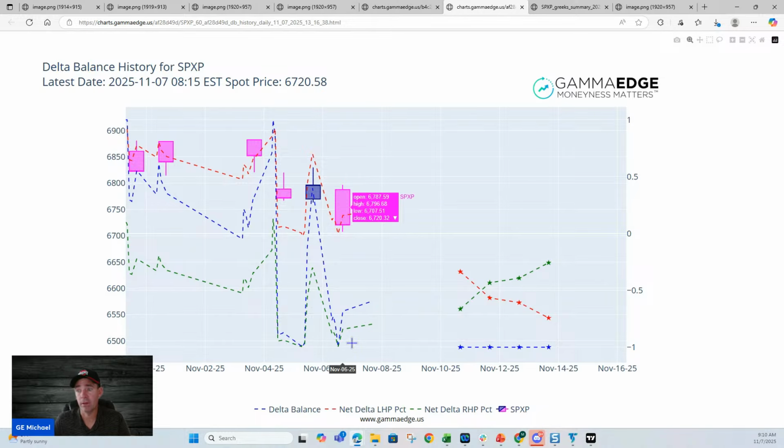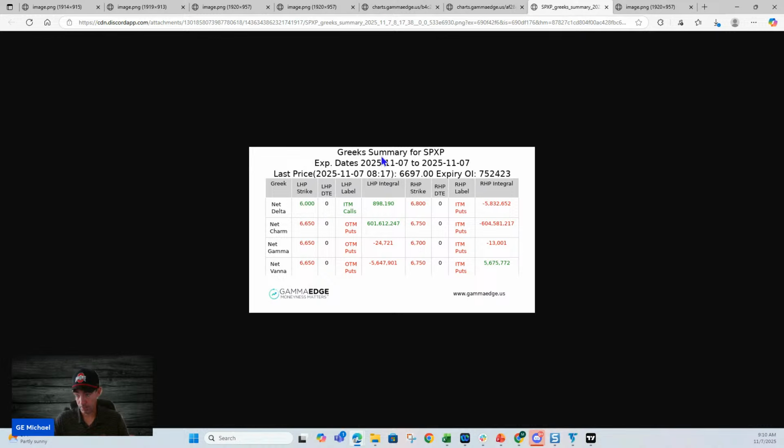But again, the aggregate delta balance is below zero, a slight positive slope, but nothing really to write home about. And then the projected on out in time is bearish structure and sentiment. So we'll see how this continues to play out after Friday's expiry into Monday over the weekend when we get the OI updates. All right.